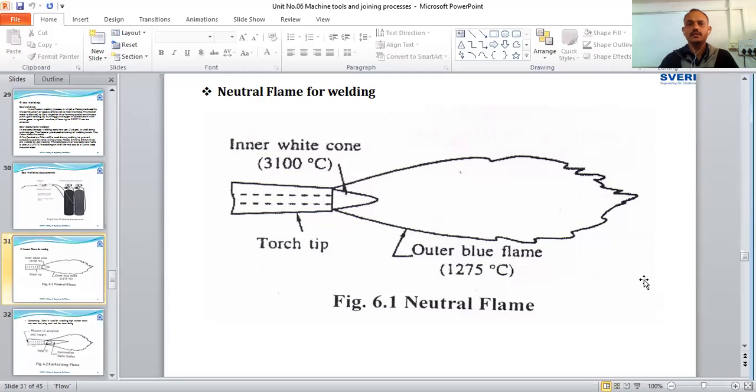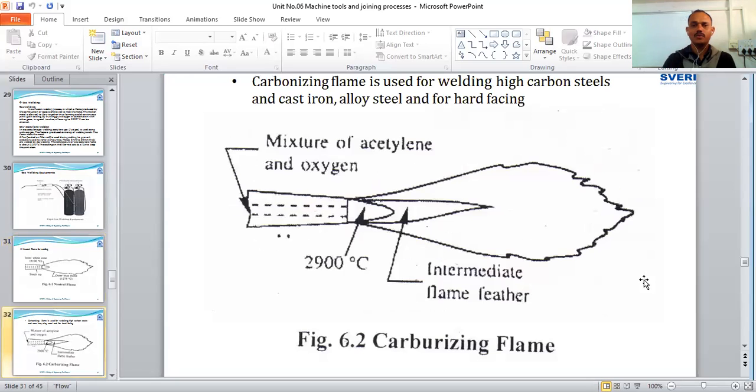So this is the flame. So we have seen what components or machinery are required to perform gas welding operations. The torch is used to mix the gases, that is oxygen and acetylene. Acetylene is used generally because it gives a high temperature. Okay, this process is also a fusion welding process. So this one is the natural flame, where oxygen and acetylene are of the same quantity.